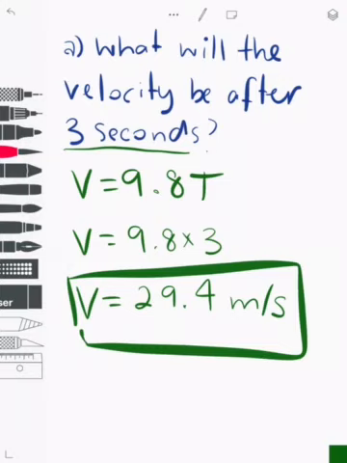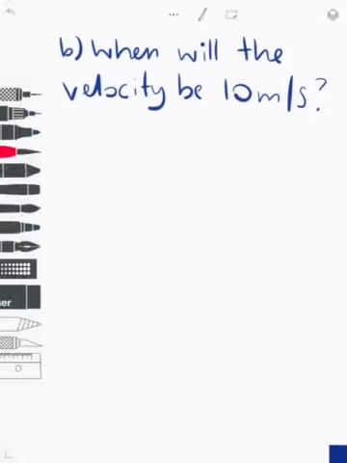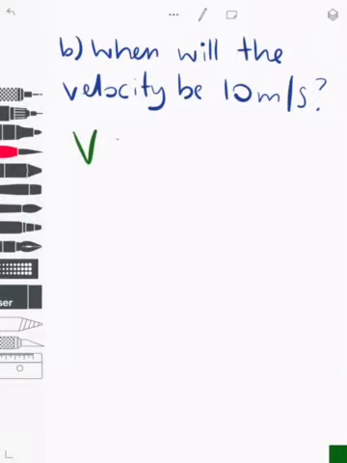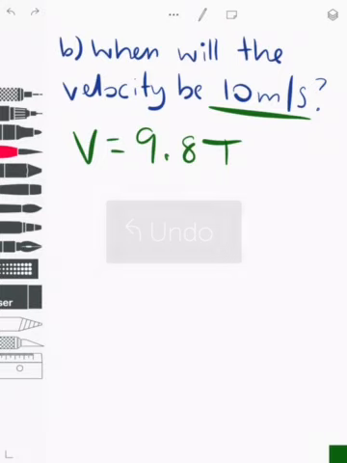Now let's do another example. The question says, when will the velocity be 10 meters per second? The first thing we always do is write the formula that we know: v equals 9.8t. We've been given 10 meters per second, and that is my velocity, so that's where I'm going to pop that in. So I'm going to write 10 equals 9.8t.